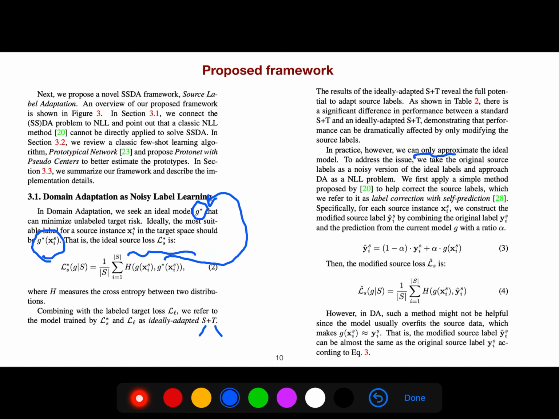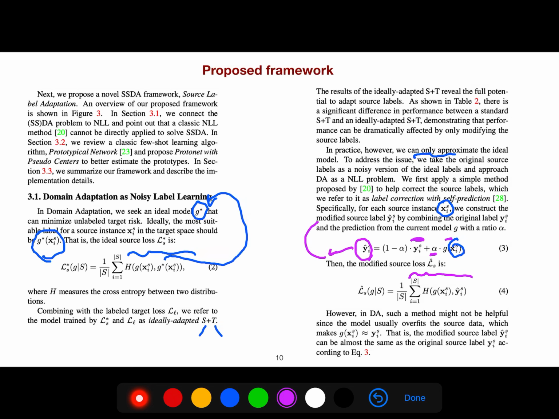For each source label instance, X sub I, we construct the modified source label Y sub I. This is the modified one, which combines the original one and the prediction from the current model G with ratio alpha. Then the model source loss is now this entropy.